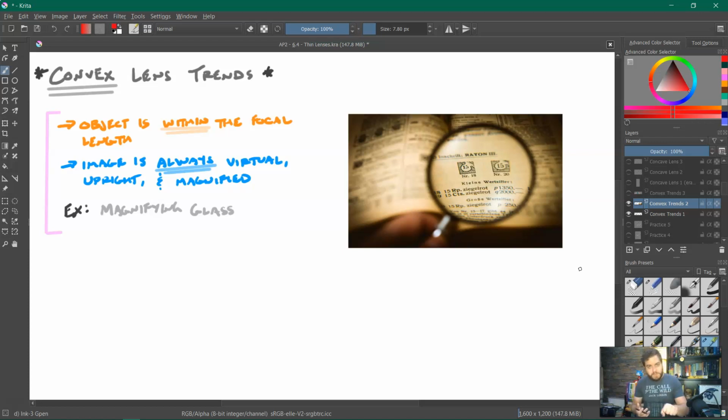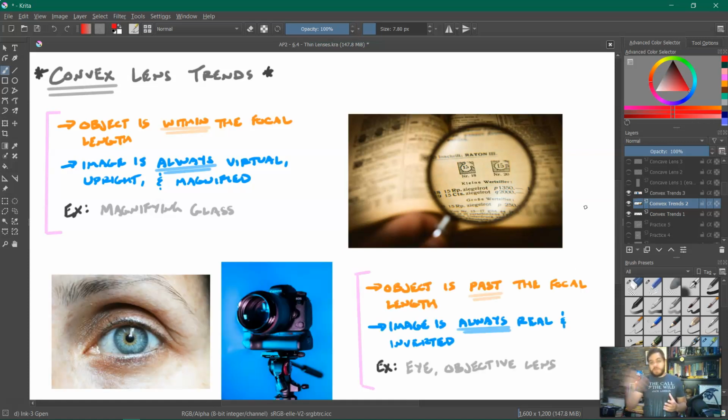You get real close because you have to be within that focal length, and that will cause the image to appear large. Now, when the object is located past the focal length of this lens, the image will always be real and inverted. Now, the magnification will vary depending on the scenario. Now, there's a couple of different things that utilize this principle.